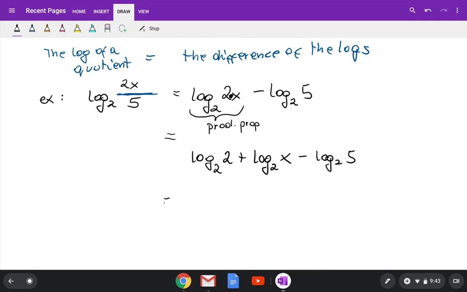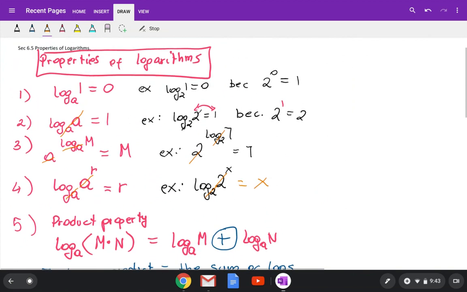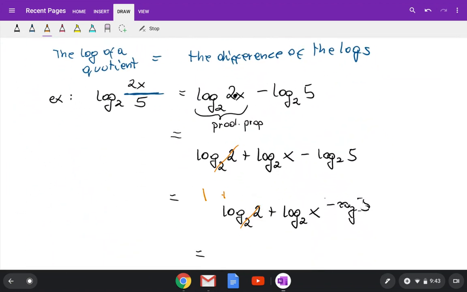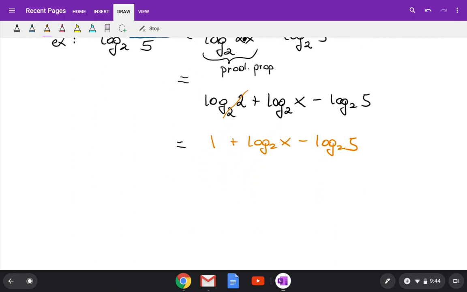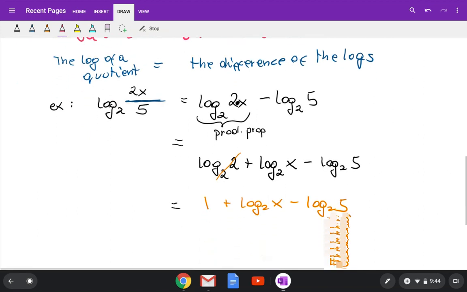And now, since we're practicing, my base of log is the same as the input. So that means they will cancel each other. This is the property number 2: when the base is the same as the input, the answer is 1. So here I'm getting 1 plus log base 2 of x minus log base 2 of 5. What I'm practicing right now with you guys is how to expand a logarithmic expression using the properties. So that was the quotient property, number 6.